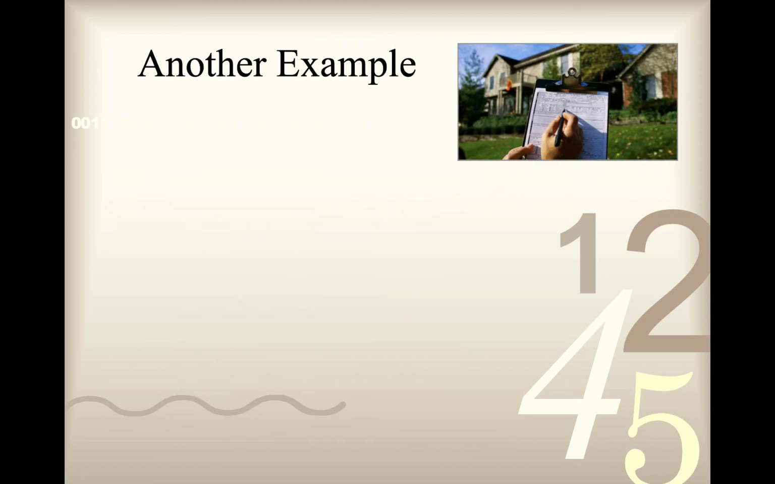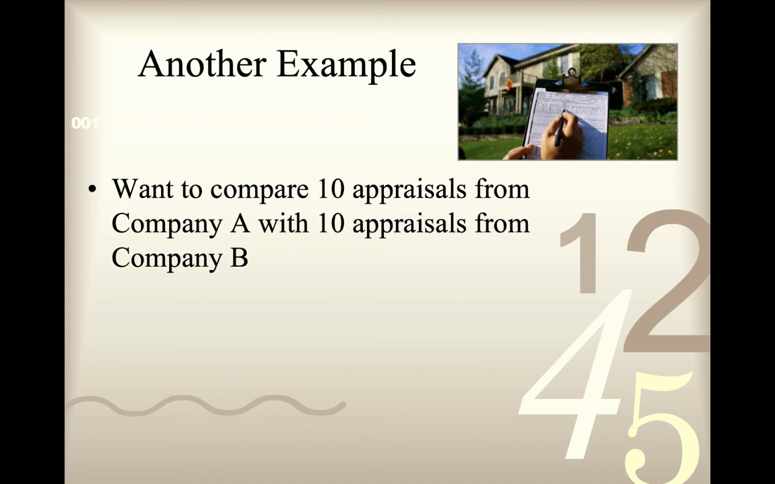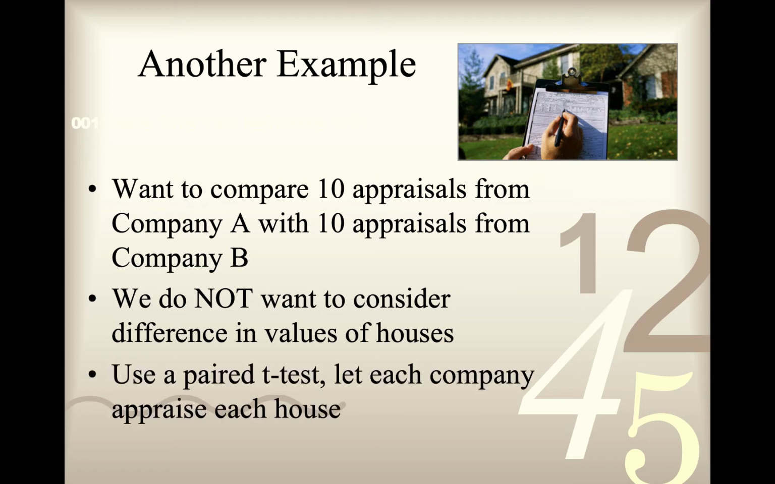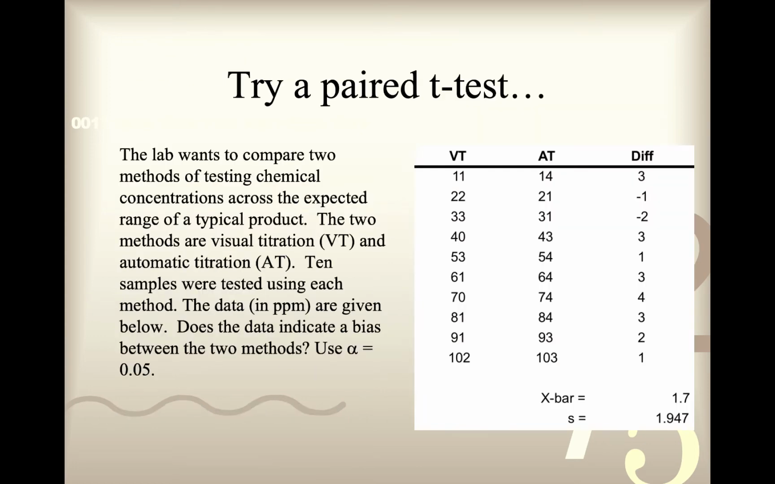All right, another example. We want to compare 10 appraisals from company A with 10 appraisals from company B. All right, what do we not want here? We do not want to consider the difference in values of the homes, right? We just want to know if the companies are appraising differently. So what would we do? We would use a paired t-test and let each company appraise each house and then combine the results across the houses. All right, so let's do another one.